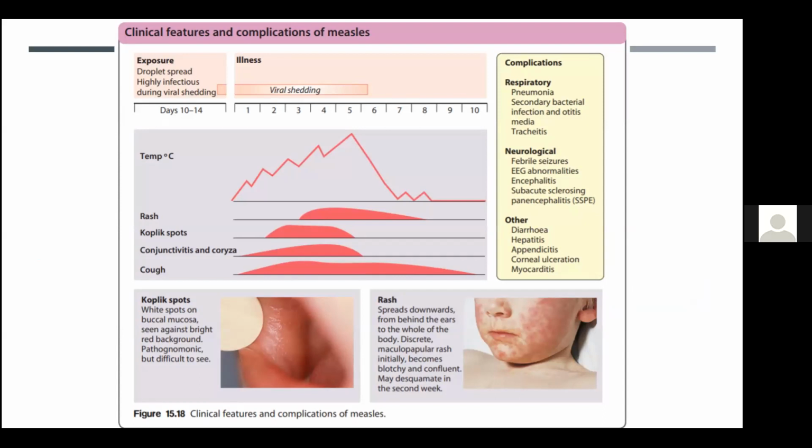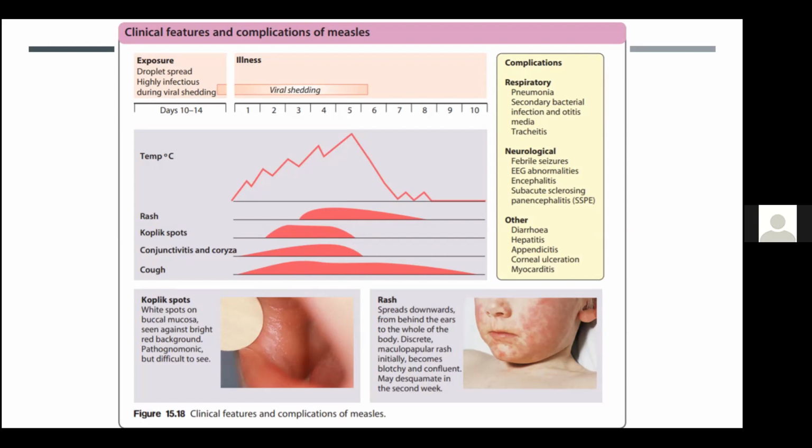The incubation period is usually about 12 days, and you're contagious from 5 days before the rash to 4 days afterwards. The prodrome is a high fever before the rash, which occurs usually about 4 days afterwards, and you get the 3 C's: conjunctivitis, coryza, and cough. You can have Koplik spots, which are white spots on the buccal mucosa, seen against a bright red background. And then the rash is maculopapular.